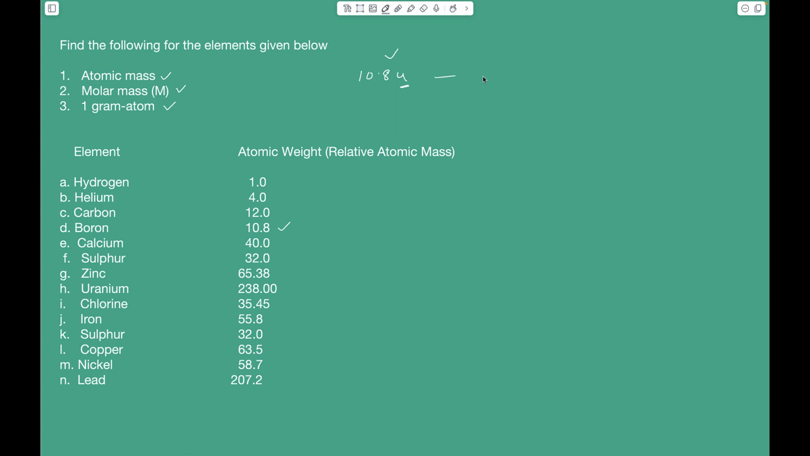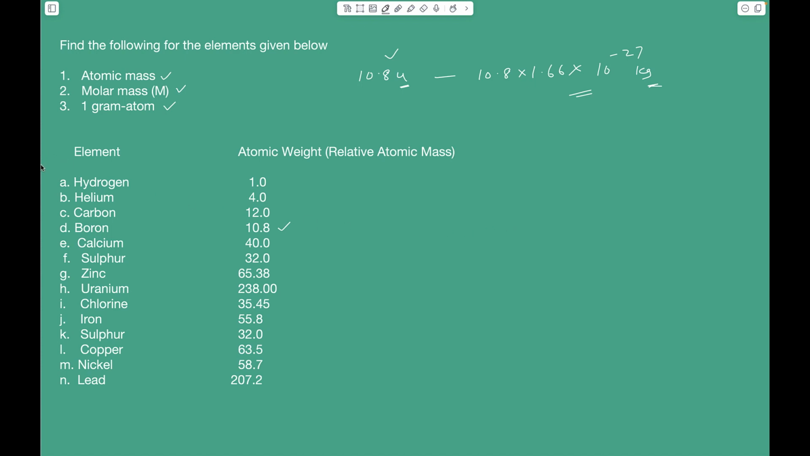But if you want its mass in kilograms, for whatever reason, you know how to do the conversion. You know that 1 U is approximately equal to 1.66 times 10 to the power of minus 27 kilograms. So this is the atomic mass, or the mass of a single boron atom in kilograms.